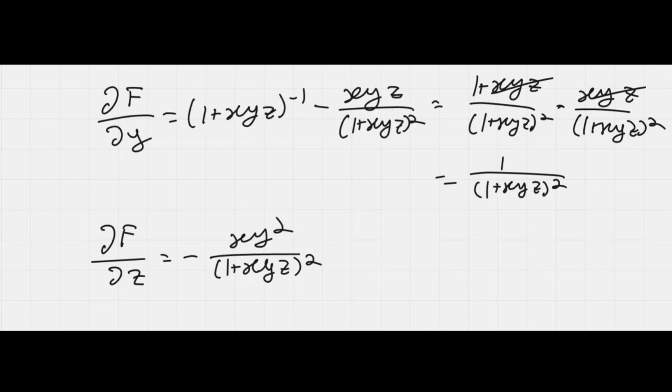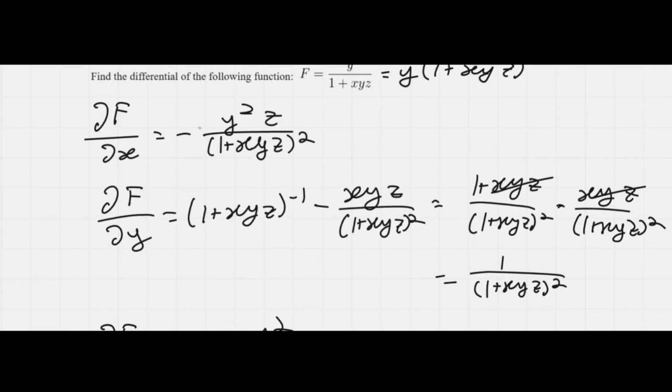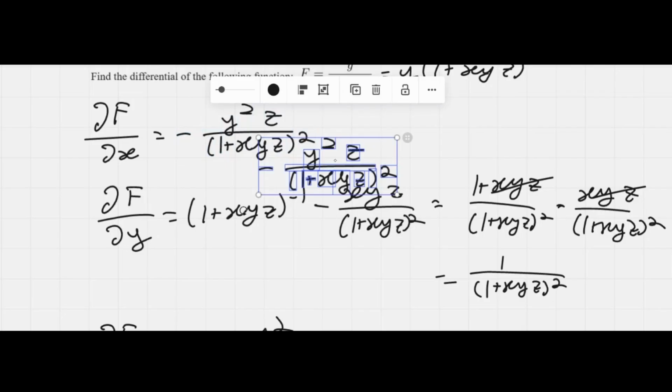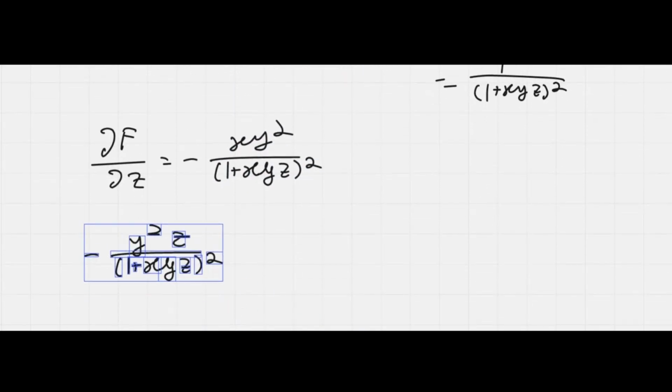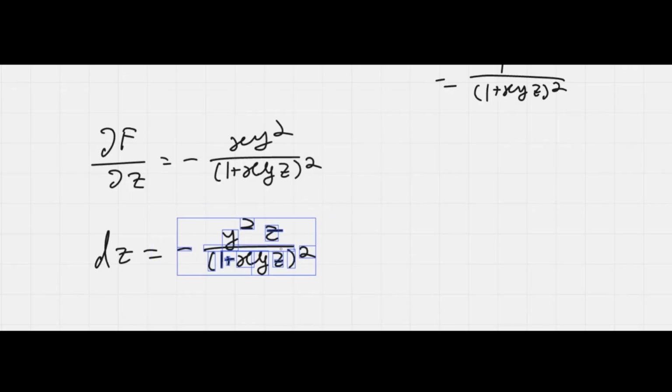Now to find the total differential, which is what the original question was asking for, we have to remember these partials over here. Let me copy and paste the partials that we had defined for each of the variables. So first, let me define dz as equal to negative y squared z over 1 plus xyz squared.